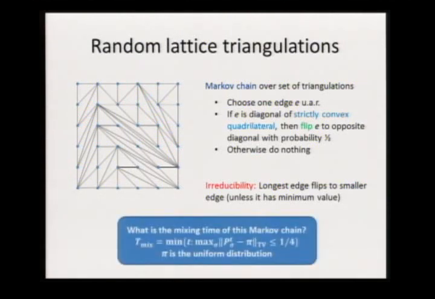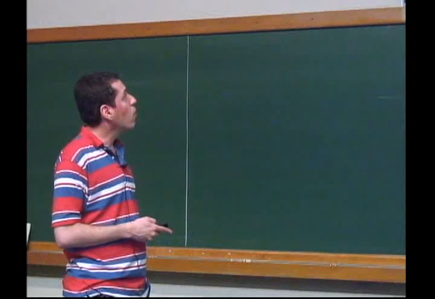So what we want to analyze is the mixing time of this Markov chain, just the first time that the total variation distance to stationarity is smaller than, say, a quarter. But actually, this turned out to be a rather complicated problem, so we're going to look at a small variant, a small generalization of it. We are going to introduce weights.